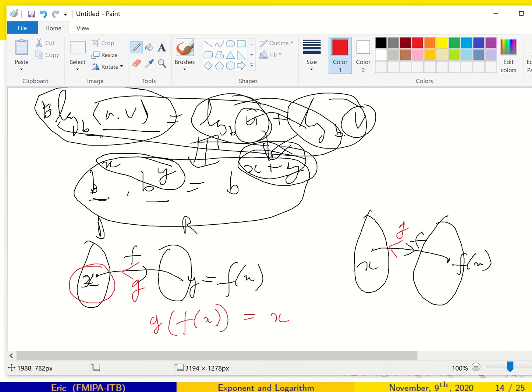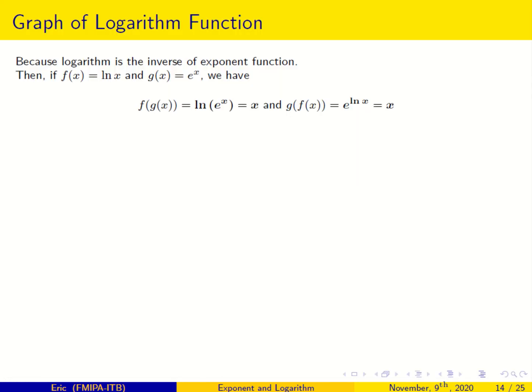So if I have g, then f, it should be the same number. So I have this one. f of g of x should be x and g of f of x should be x because they are inverse functions. What is f? f is ln x, g of x is e to the x.